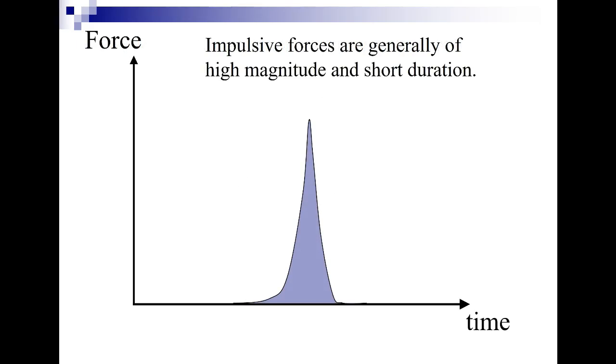Okay, now one thing to point out is that usually the forces involved in an impulse are high magnitude and short duration. It's the reason why we wear seat belts, why we have airbags, because we want to take that force and smear it out over a longer period of time, so that the total area is the same, but we have a smaller maximum for this force.